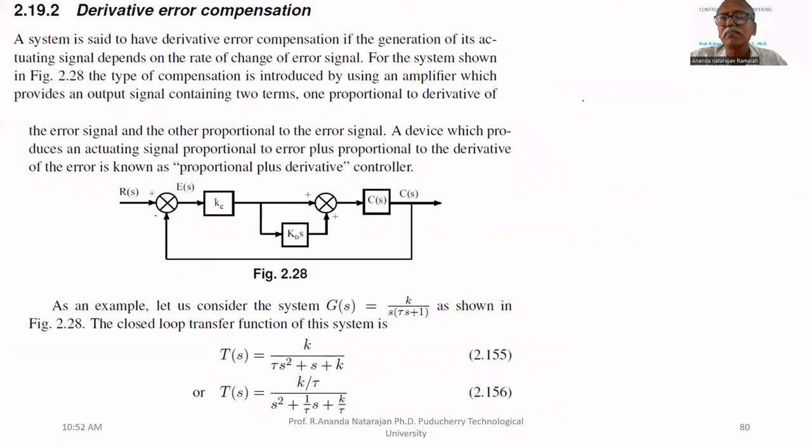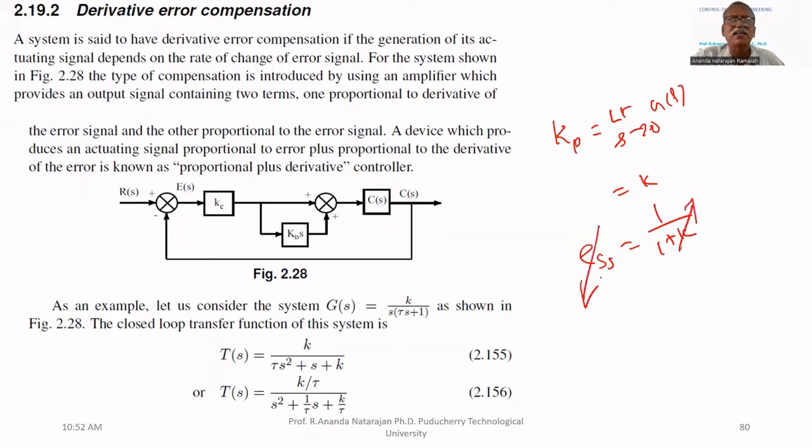How? Increase of K reduces steady state error. What is Kp? Kp equals limit s tends to 0 of G of s. For a type 0 system, it is K. Am I correct? What is the steady state error? 1 by 1 plus K. If you increase K, what will happen? Steady state error will decrease. Definitely, for a type 0 system.